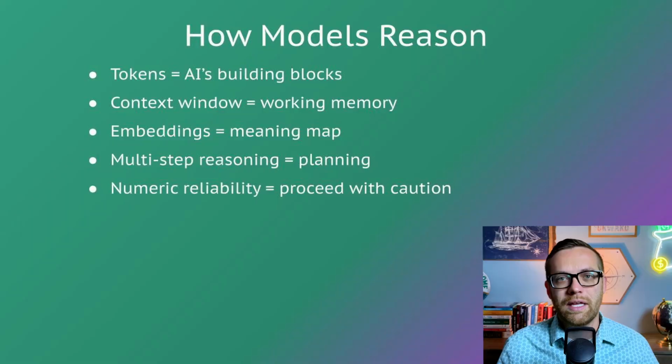Let's get into it. How models reason, the 5 concepts you must understand. Tokens are AI's building blocks. Context windows are the working memory. Embeddings are the meaning map. Multi-step reasoning equals planning. Numeric reliability, that's where you want to proceed with caution.